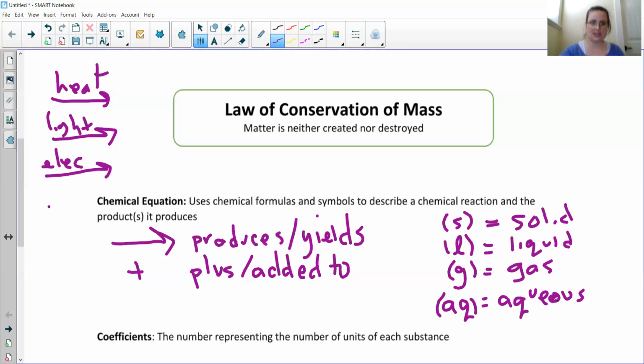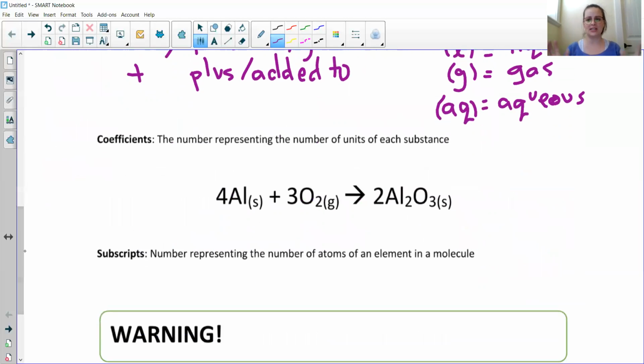The other thing we need to talk about are the coefficients that occur in the chemical equation. So here is a fully balanced chemical equation. And we have these subscripts that we've been using when we've put together a chemical compound. So aluminum is 3+, oxygen is 2-. We did the crossover method and got aluminum 2 O 3, Al2O3.